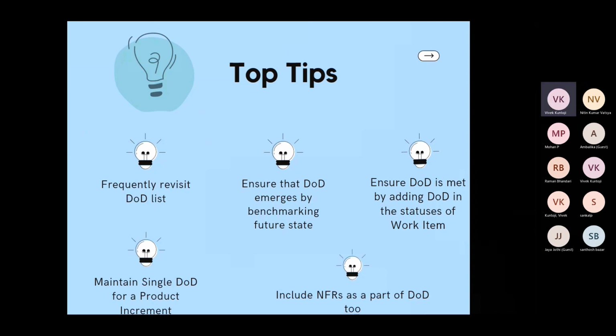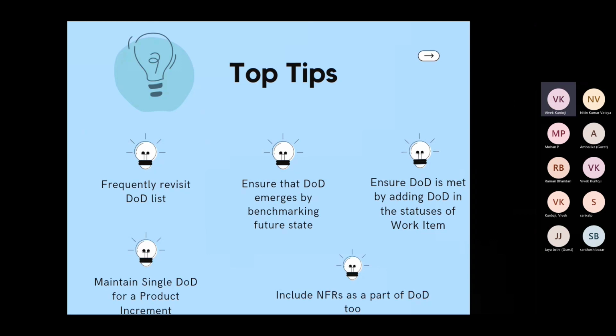Next is maintain a single DoD for a product increment. This is the point that I spoke about some time back. It's not just that it can work well, that should be the case: your single DoD checklist should be maintained for the entire product increment.